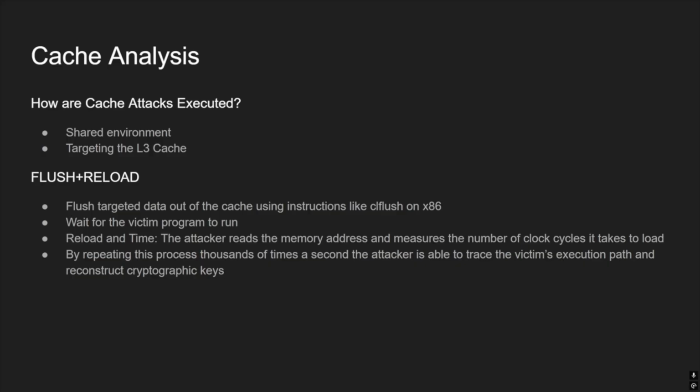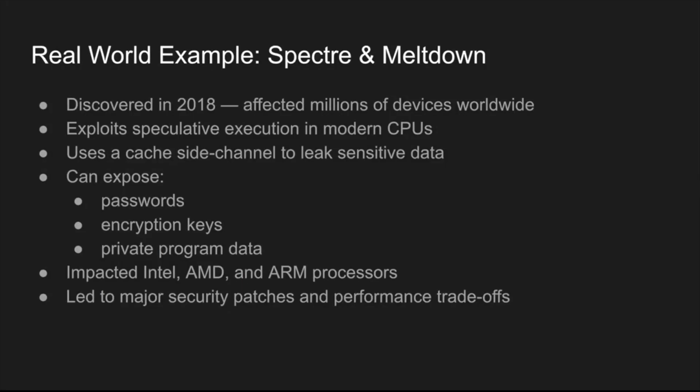At this point, the attacker will attempt to read that same memory address while using a timing instruction to measure how many clock cycles the read takes. If the read is fast, for example 40 clock cycles, the data was in the cache, proving the victim accessed that data. If the read is slow, 200 or more cycles, the data is still in the RAM. By repeating this process thousands of times a second, the attacker can trace the execution path of the victim's program and reconstruct cryptographic keys. An example of a cache attack that actually happened is Spectre and Meltdown.